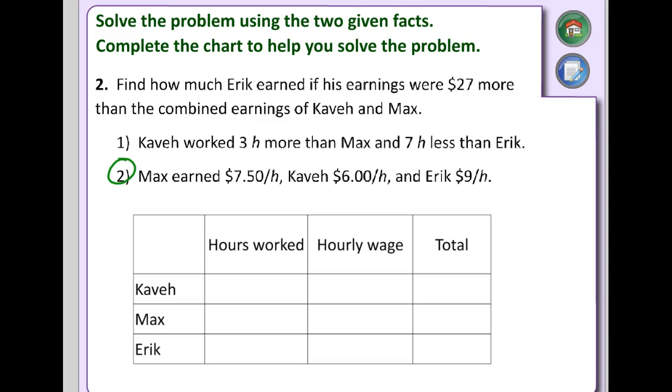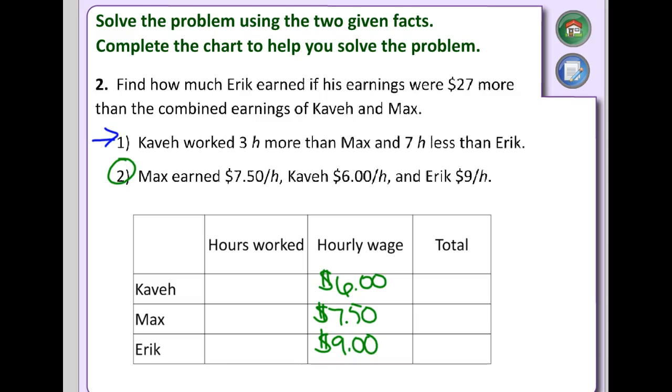Well, we know that Kaveh makes $6 an hour, and we saw that Max makes $7.50 an hour, and then remember, Eric, he gets the whopping $9 an hour. So we know how much money each makes an hour. We know their hourly wage. Now we've got to figure out how many hours they worked. So if we look back up here at bullet number 1, that's going to help us come up with our let statements to figure out everybody's hours worked.